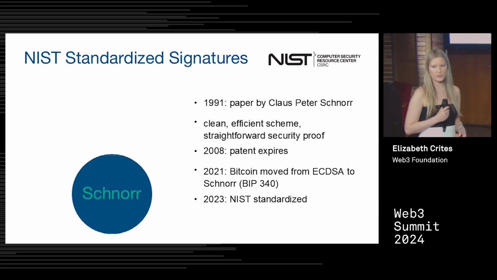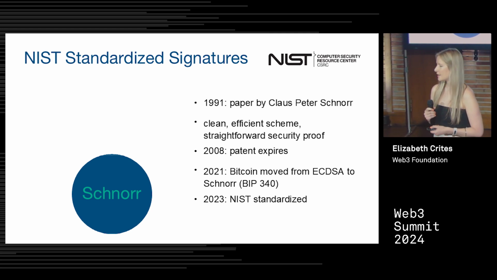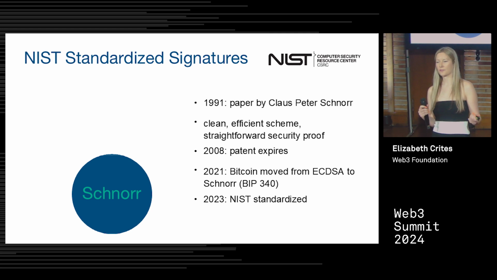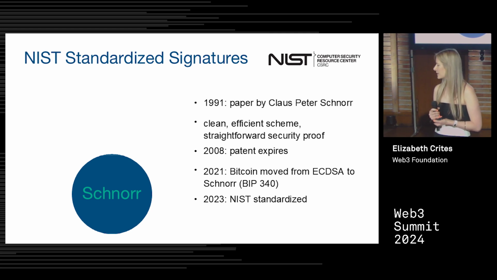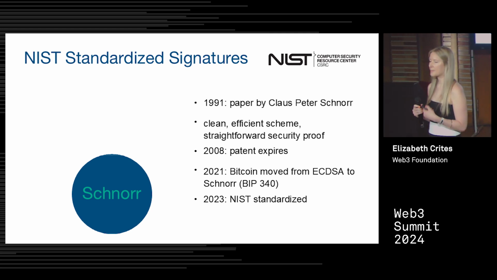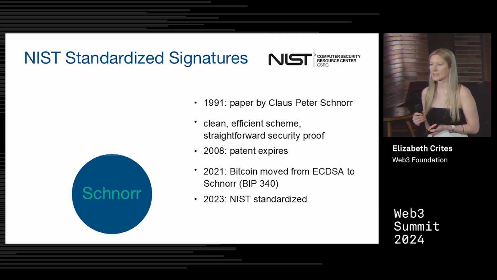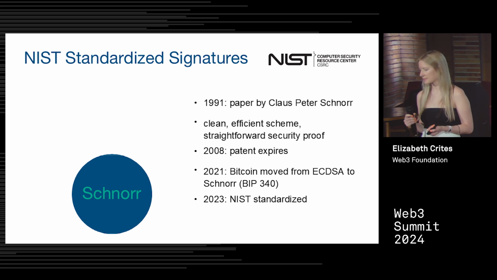So Schnorr signatures were developed by Klaus-Peter Schnorr in 1991. As we've seen, it's a really clean, efficient scheme, and there's also quite a straightforward security proof for it. And in 2008, the patent expired. And we saw a bit of research in between, let's say, the year 2000 and the year 2018. There were a couple of threshold schemes, a couple of different variants of Schnorr.